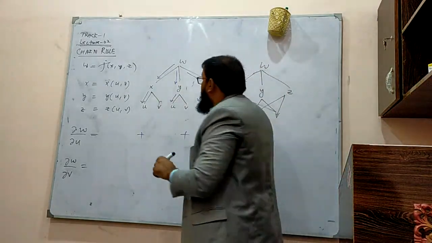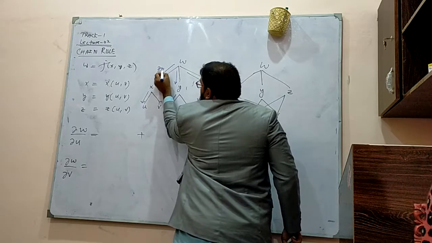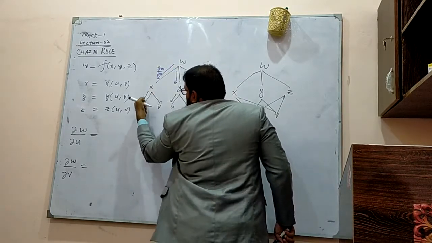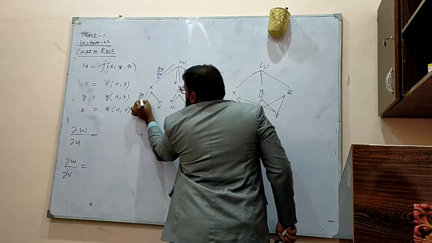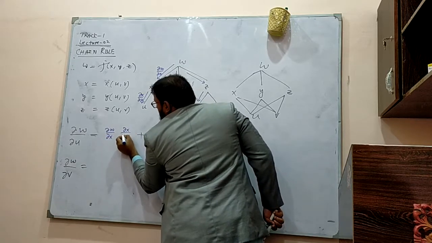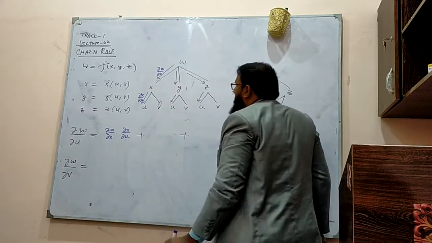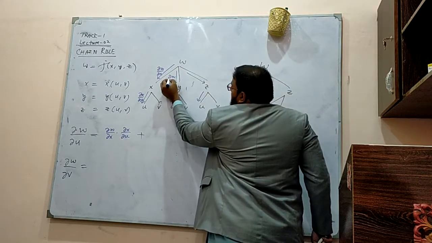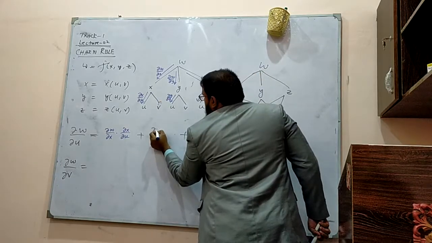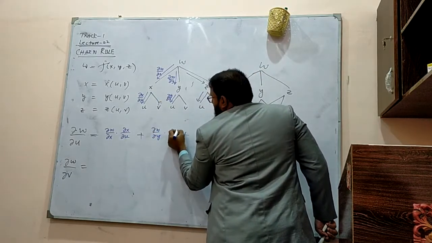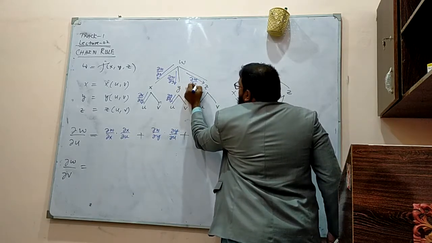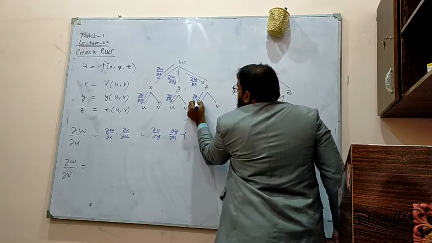So what is going to be this direction? This would be partial w by partial x. And this would be partial x by partial u. So partial w by partial x and partial x by partial u in product. Now this is partial w by partial y and partial y by partial u. And simply this would be partial w by partial z and partial z by partial u.